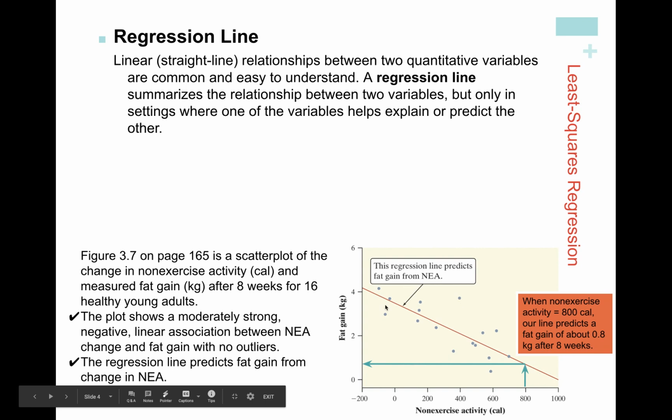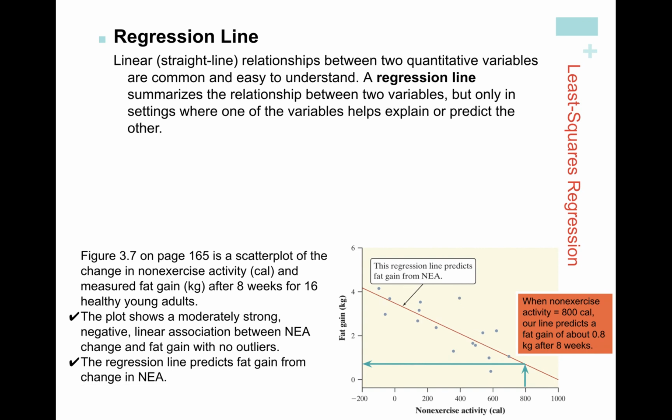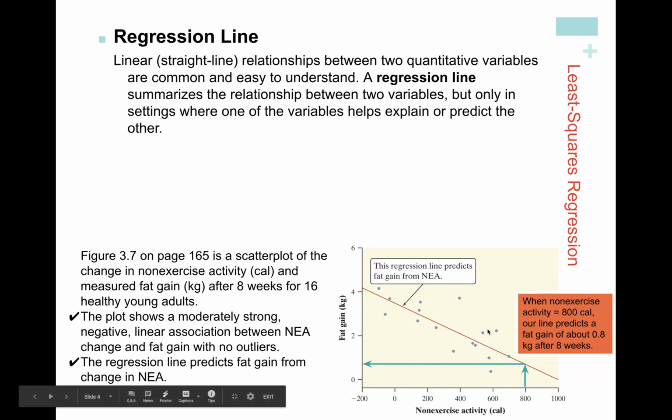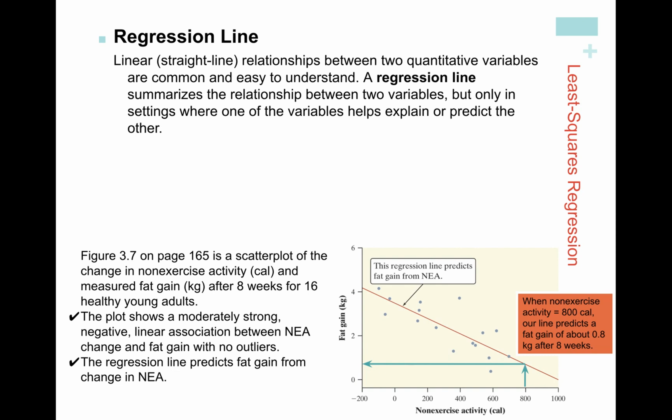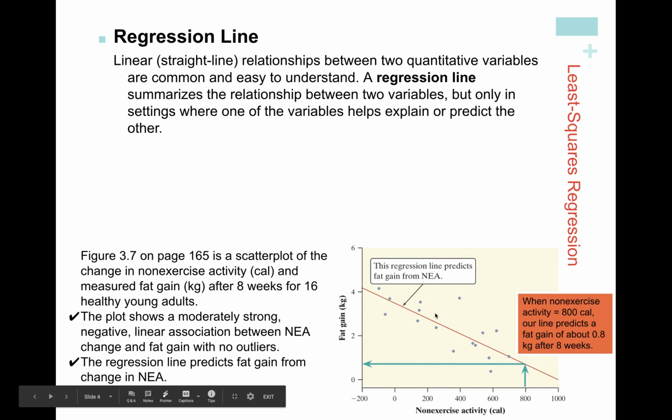So for example, how you read this red line is, if you input a value of 800 for NEA, 800 calories, what does our model predict? What does our red line predict would be the fat gain after 8 weeks? Well, you just simply find the 800, where it intersects, and then go over here, and you would estimate what this value would be.